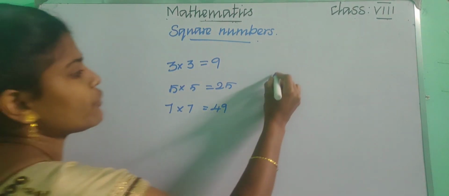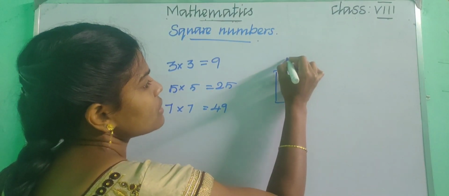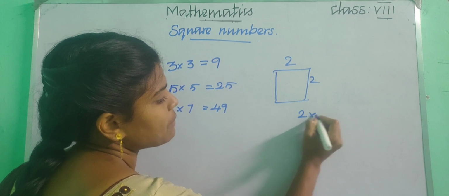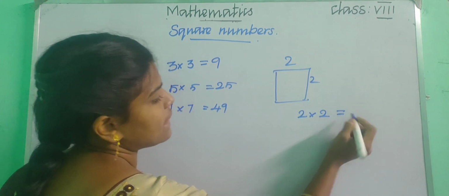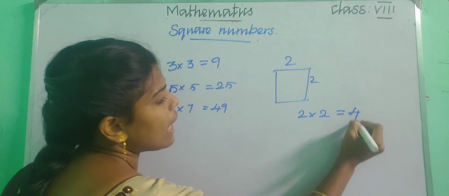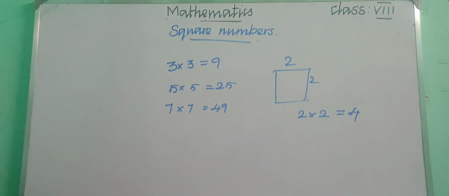Simply, if you have a square whose side is 2, how will you find the area? We need to multiply the side twice, right? The same number twice by itself. So we will get the square number, that is 4. Okay children, can you all understand? So this is called a square number.